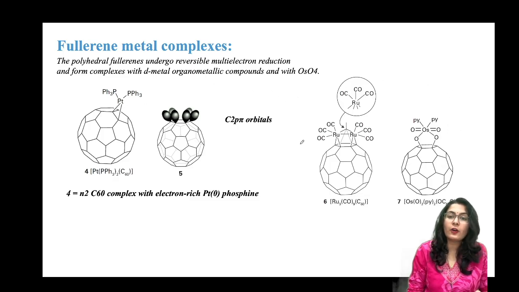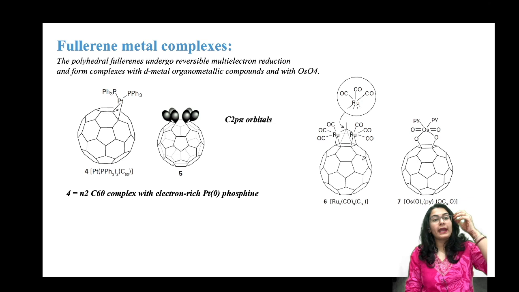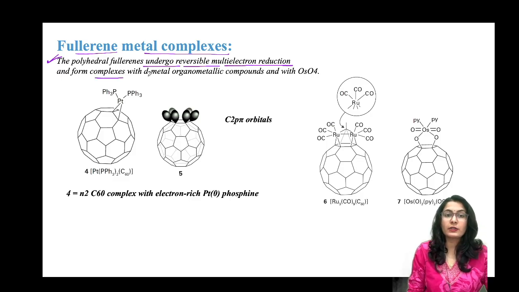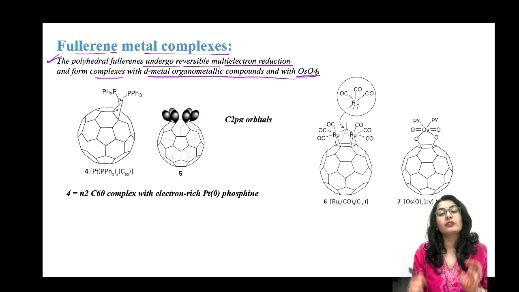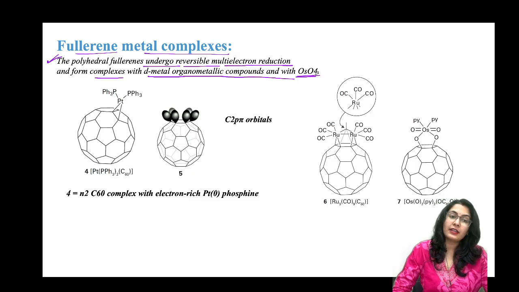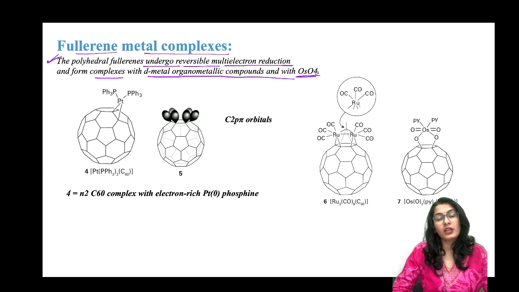Moving onwards to another important thing. ये भी आ चुका है already in the examination, where the fullerene is actually behaving as an alkene donor, right? Fullerene metal complexes, this has also been identified. The polyhedral fullerenes undergo reversible multi-electron reduction and form complexes with d-metal organometallic compounds and with osmium tetraoxide. So guys, we are not just studying some simple main group elements, the trends. We are also studying what is going on with the allotropes of carbon, like something advanced. So you have to pressure your mind a little bit more.